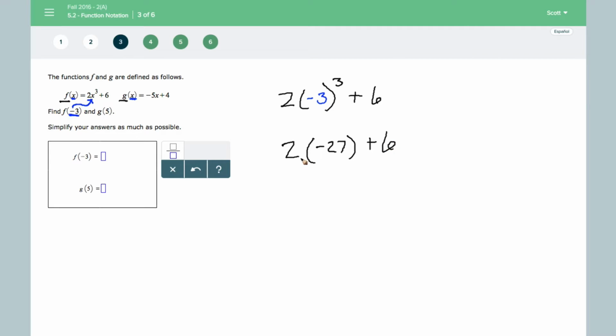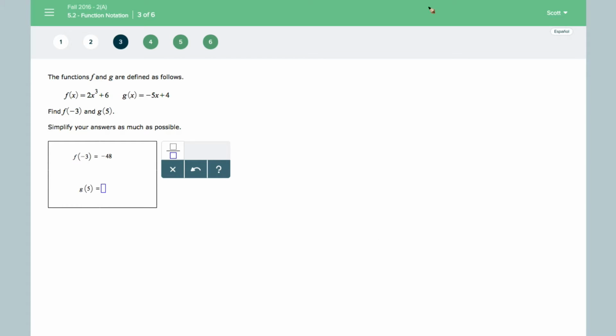Plus 6. 2 times negative 27, well 2 times 27 is 54, so negative 54 plus 6. Negative 54 plus 6 is negative, what would that be, 48. So negative 48.